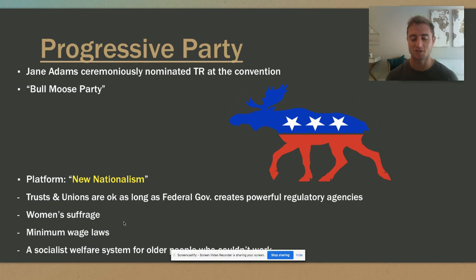His platform is new nationalism, and once again, his big difference between he and Wilson is that trusts and unions are okay as long as we have those regulatory agencies in place. He's also very progressive for the time period as he's running on women's suffrage and minimum wage laws. And if you look down at the bottom here, a socialist welfare system for older people who couldn't work. That is the first calls for Social Security, which won't become law until the New Deal.